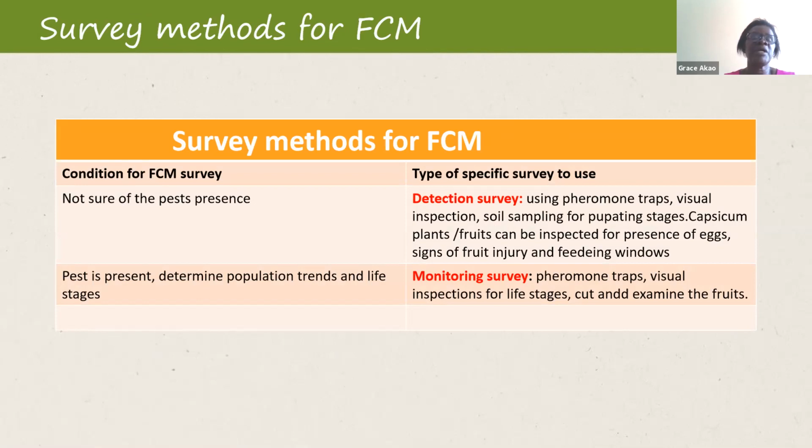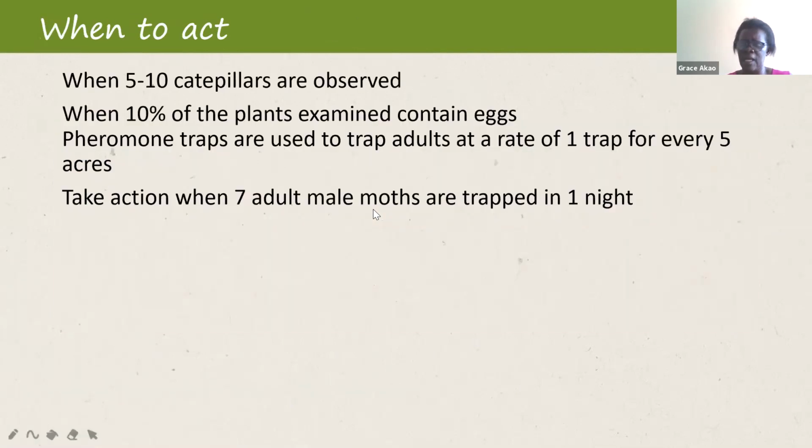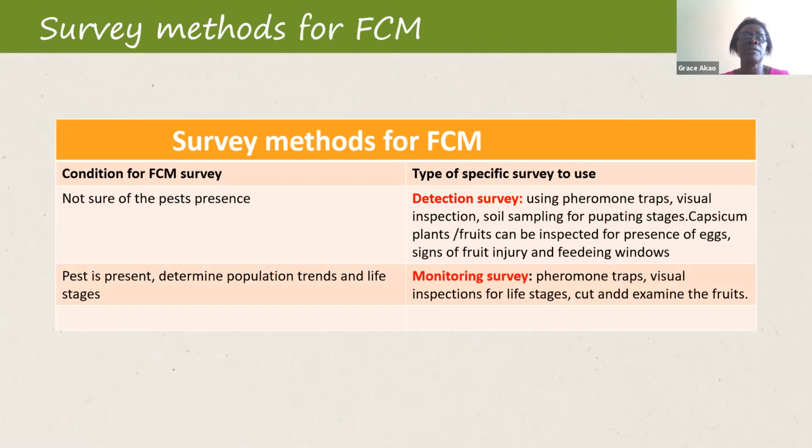So what kind of survey methods are you really looking at? I already also mentioned the detection survey. You are doing this when you're not sure of the pest presence, and when you want to establish that the pest management action that the producer took is still effective. Or if it is not effective, has there been again an incursion?